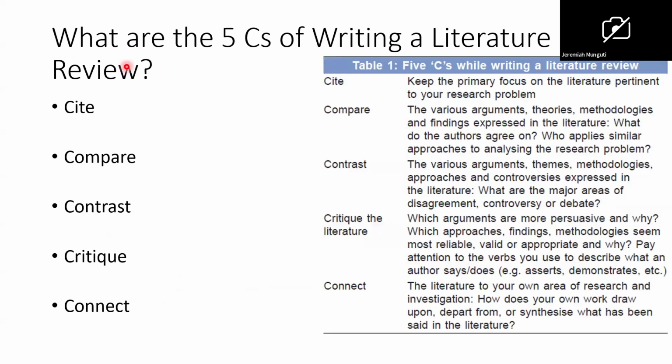So, what are the 5 C's, what people call the 5 C's of writing a literature review? The 5 C's of writing a literature review. The first thing is please cite. Please cite. And I always use this example.